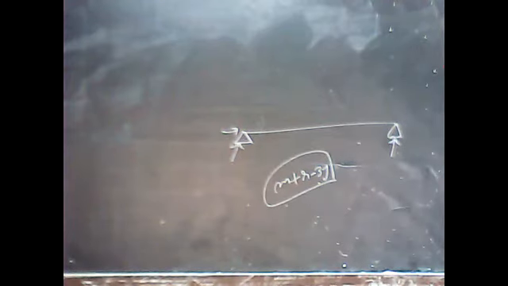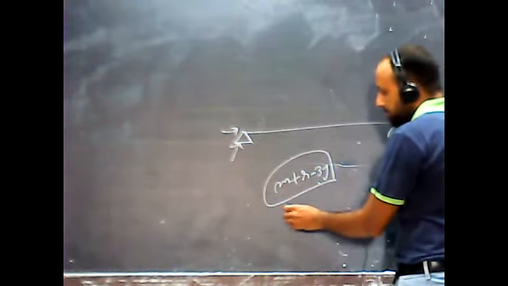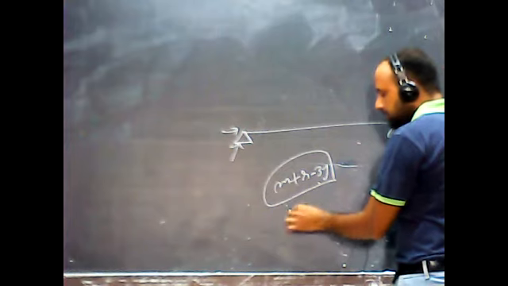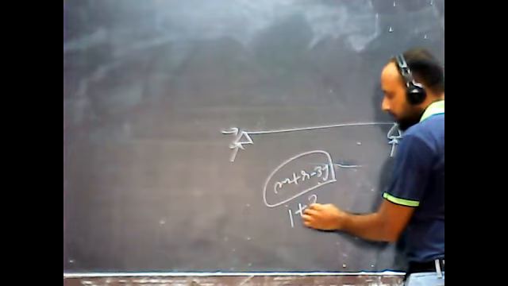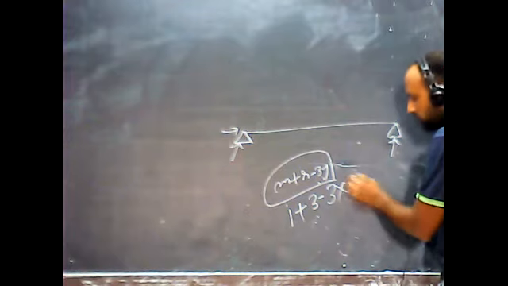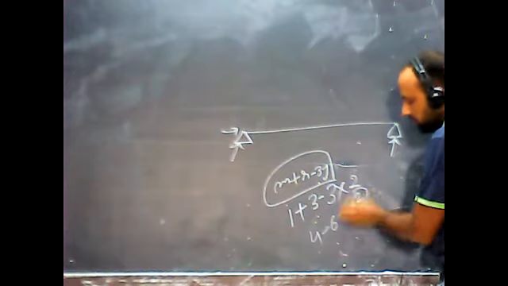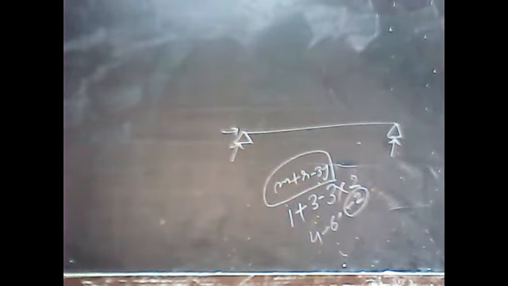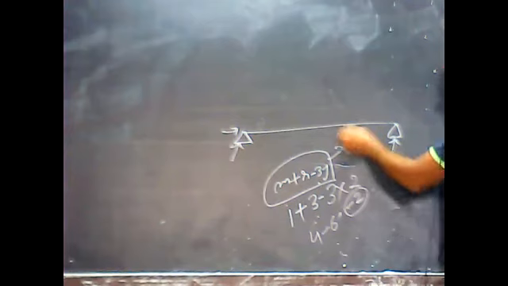So let's put in the values and calculate this, to check whether your relation is right or wrong. How many members? One. How many reactions? 3. 3 minus 3 joints, 2 joints, so 4 minus 6, minus 2. It means it's an unstable structure. No, this relation is wrong.